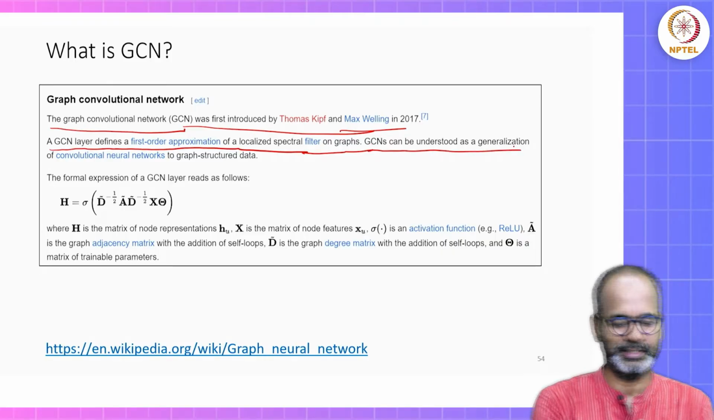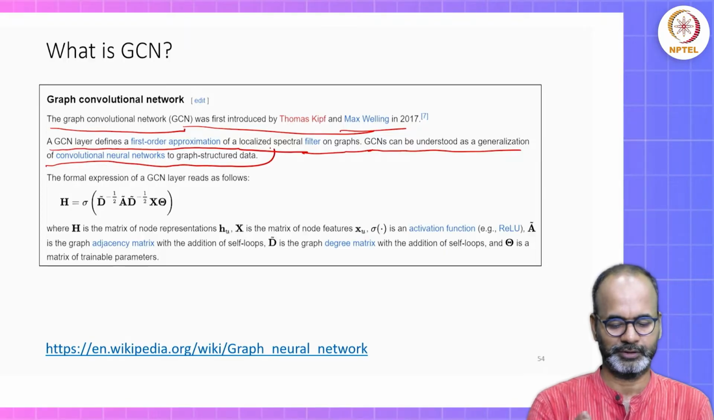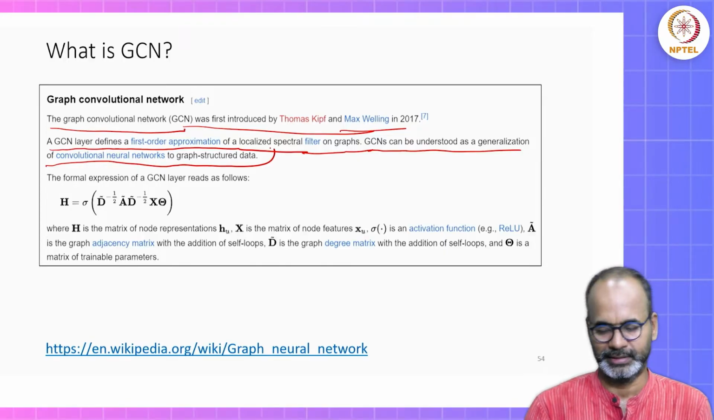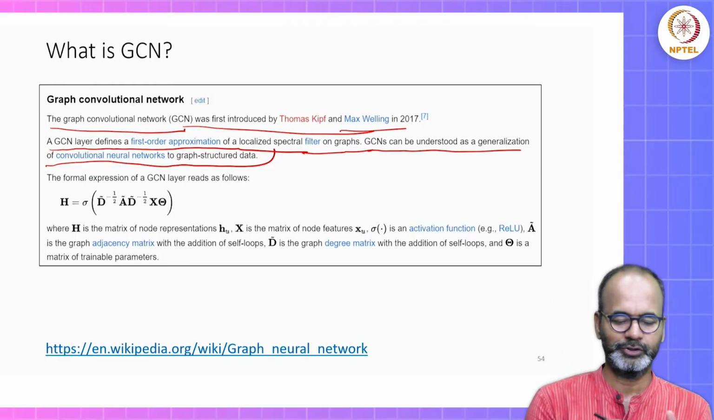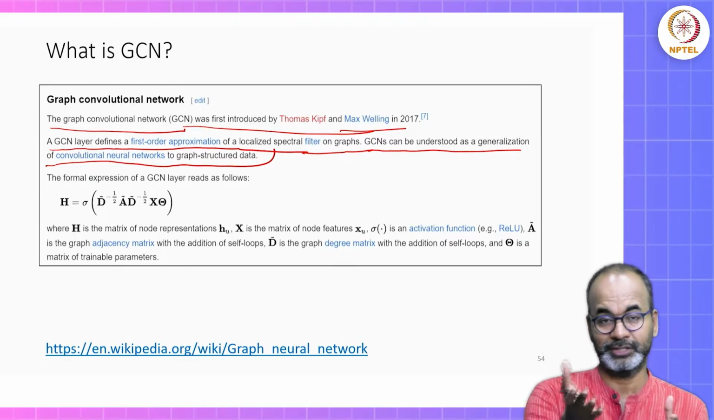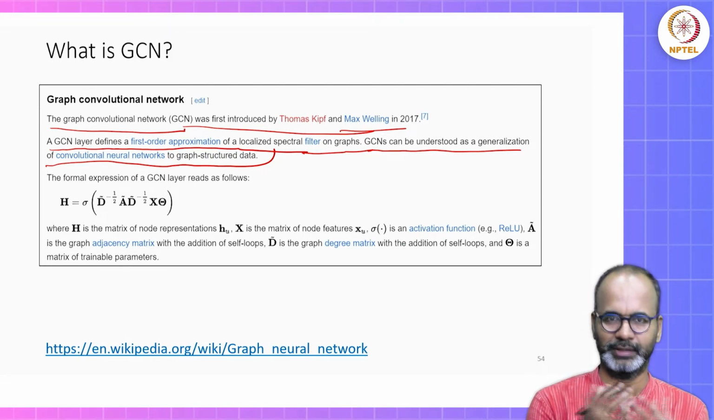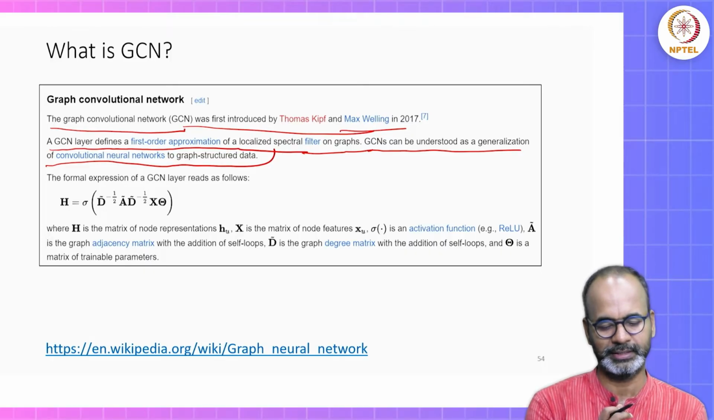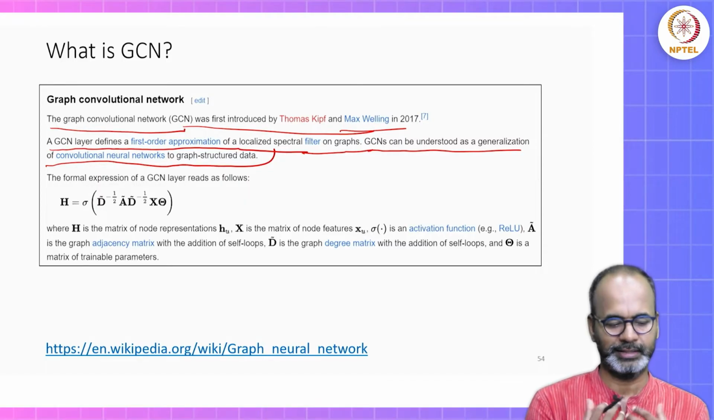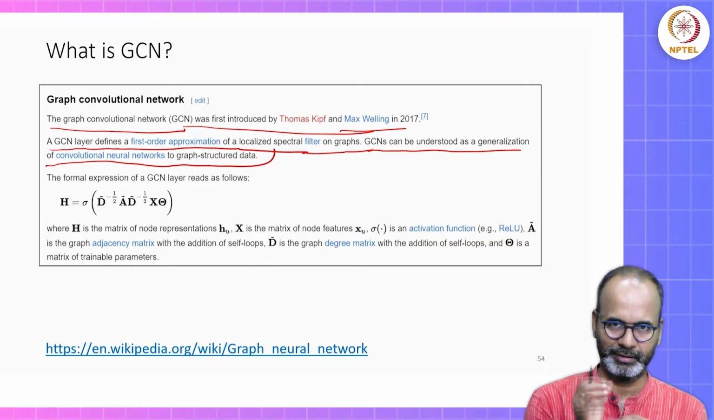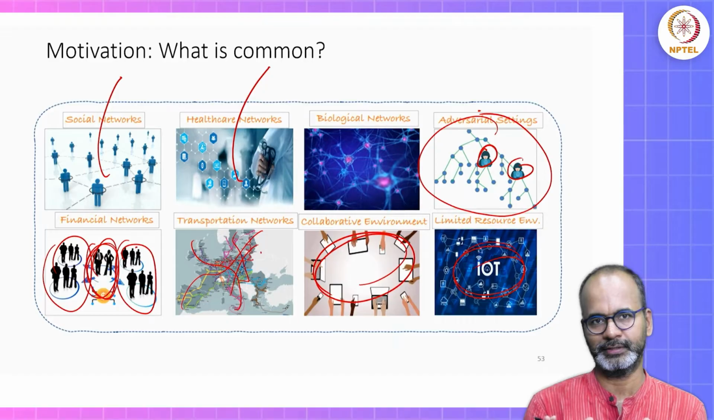GCNs can be understood as a generalization of a convolutional network to graph-structured data. It's an idea where a convolutional neural network, which you must have seen in the initial weeks' supplement content, when you came across the CNN word and many methods to analyze them. A GCN is a generalization of a convolutional neural network, particularly for graph data, which is what this slide is about.